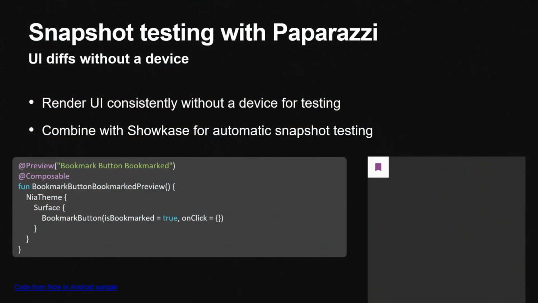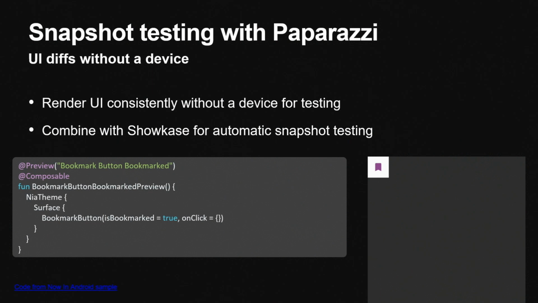If you combine the collating of all those previews with this snapshot testing library, you can automatically get snapshot testing wired up for all of your UI components in about 10 lines of code. A quick example of what a preview might look like and then the generated image is this. And this is from the Now in Android sample from Google. There's a link there which you should be able to click in slides at some point.